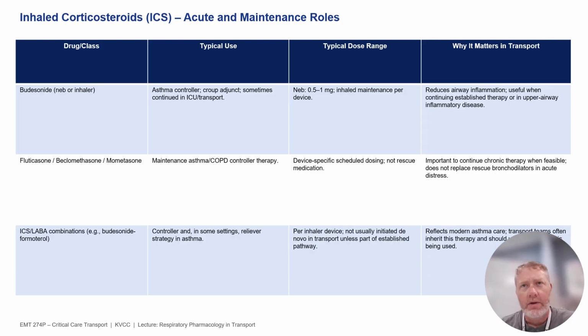The muscarinic antagonists, so your Atrovent, work completely differently from your albuterol and the short-acting beta-2 agonists. Albuterol falls under the sympathetic side of the autonomic nervous system. So that's your fight or flight, where heart rate increases, respiratory rate increases, blood pressure increases. It's adrenaline, epinephrine.